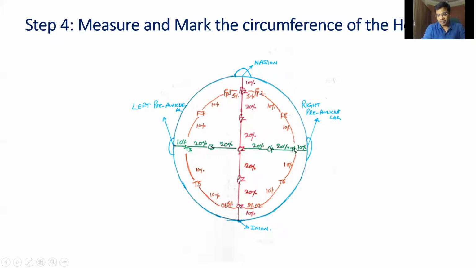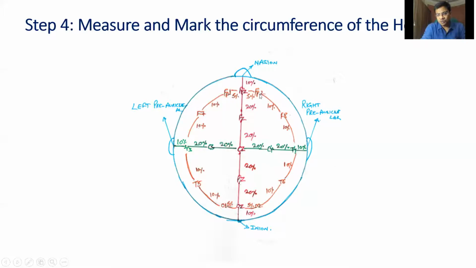From F8 move backwards, 10% is T4, which we already had. From T4 move backward, 10% is T6. Moving backward, from T6 10% is O2, and O2 to OZ is again 5%. In this case, it is generally 56 to 58 centimeters.